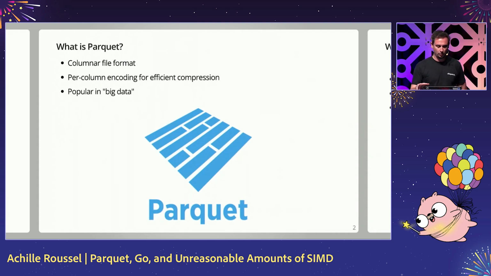Parquet is a columnar file format that's become very popular in the big data space because you've got all the features you want for doing efficient storing and querying of data, like encoding, compression, indexes, Bloom filters, all this stuff.